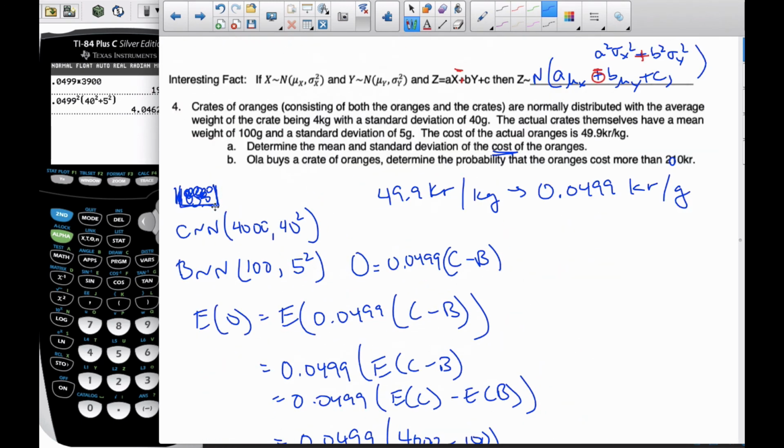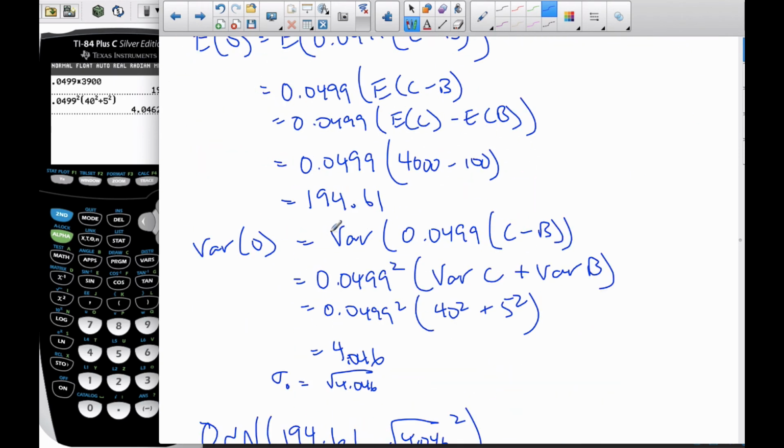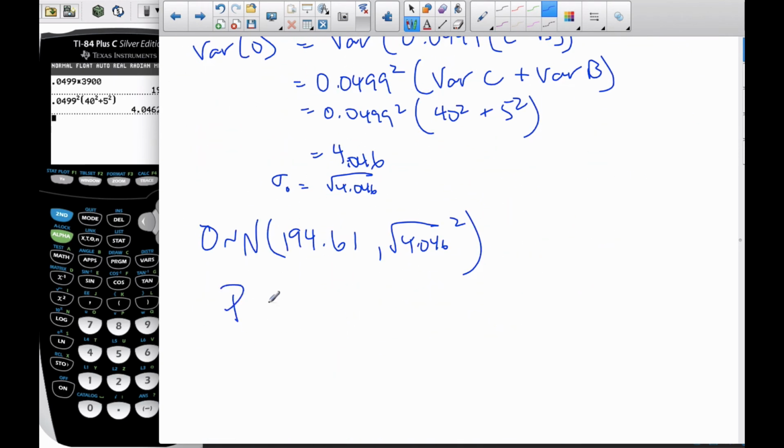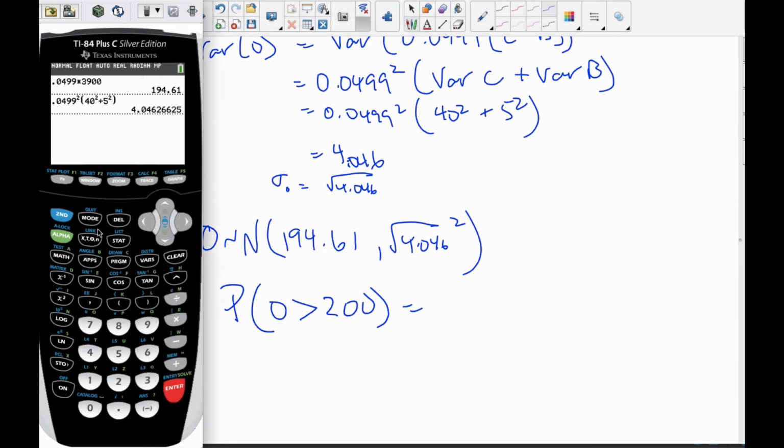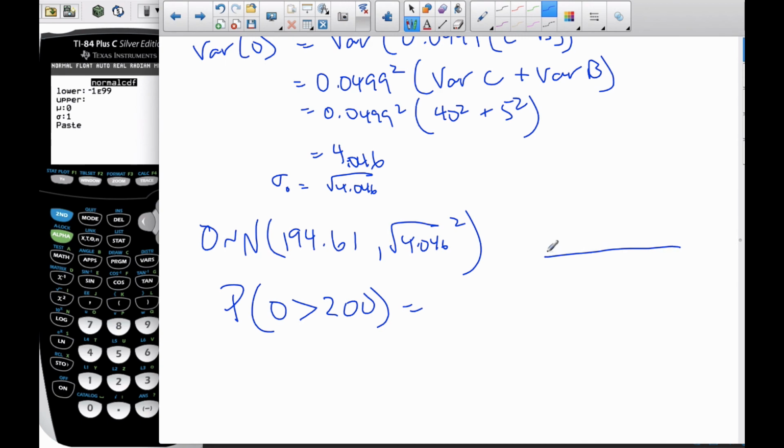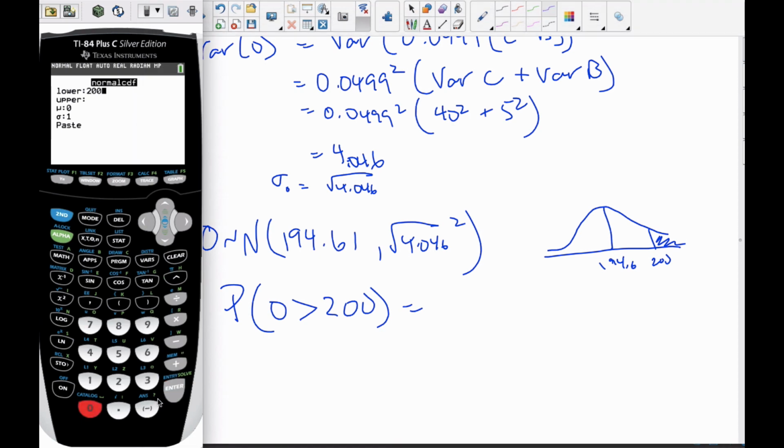The question now says Ola buys a crate of oranges. What is the probability the oranges cost more than 200 crowns? Well, I want to find the probability that the oranges are more than 200 crowns. I'm just going to do normal CDF, so I'm going to go to my distributions. If I think visually, here's my normal curve, here's 194.6, the 200 is here, and I want all this area. So that means my lower bound is 200, and I'm going to go to some big giant number.